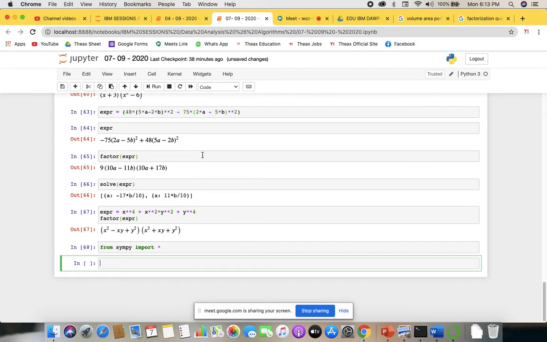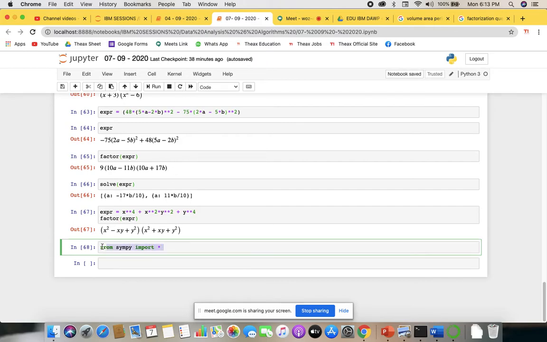Okay. So you write this one line, from sympy import asterisk, and then run this again? Yes, I imported again and it's working now. Working now? Okay, fine.